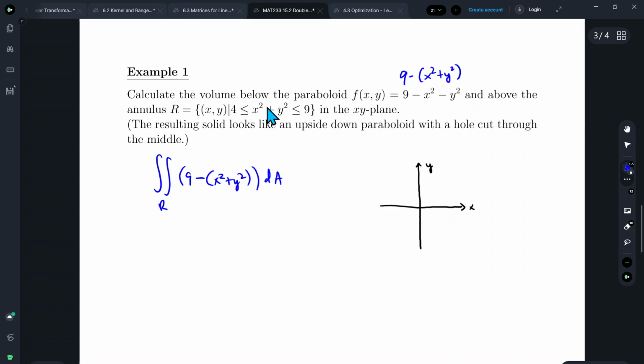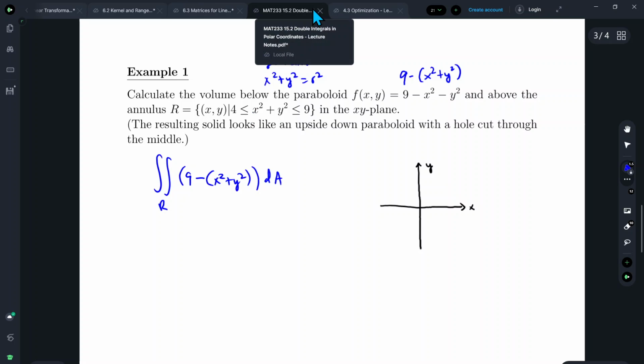So to set up our integral, let's take a look at this region here. Again, we have the change of variables for polar coordinates, where x equals r cosine theta, y equals r sine theta, and x squared plus y squared is equal to r squared. So in particular, here we have r squared is between 4 and 9.